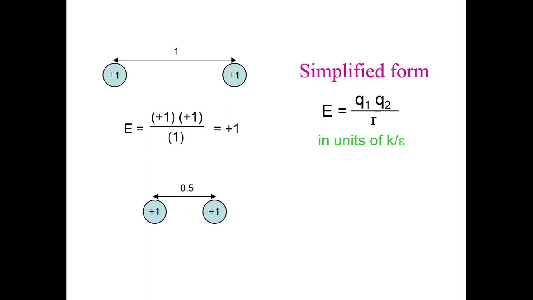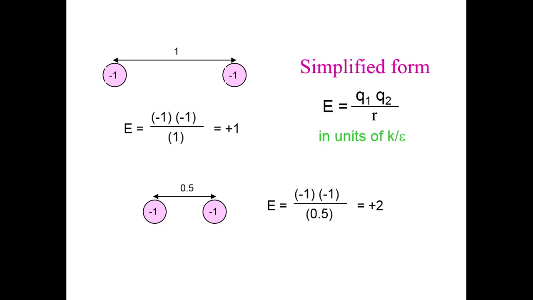Moving the charges closer together to 0.5 units of distance changes the energy. Using Coulomb's law, we find the energy equals 2. Like charges can also mean that both charges are negative. Notice that if we have two -1 charges instead of +1 charges, the resulting energies are identical.